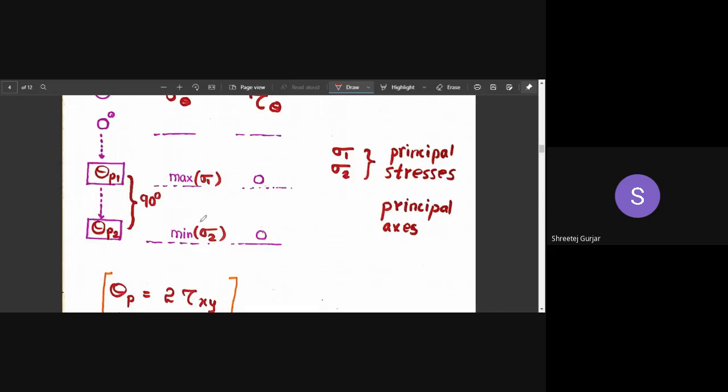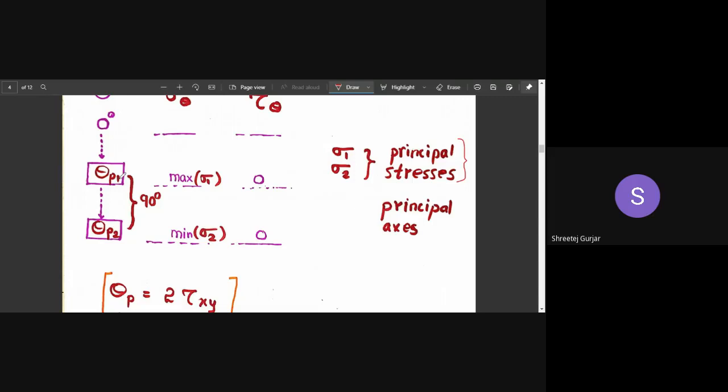Shear stress again is zero, and there is minimum normal stress at that particular plane. So this particular plane where your shear stress is zero, we call principal planes. The corresponding maximum normal stress and the corresponding minimum normal stress we name sigma 1 and sigma 2. These are called principal stresses, and the angle at which they occur, the first angle is theta p1, and the second angle we will name theta p2.